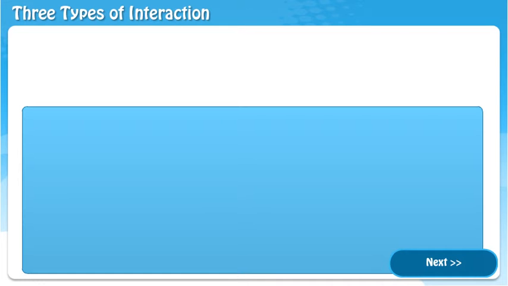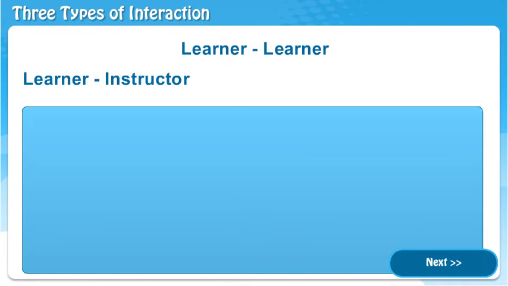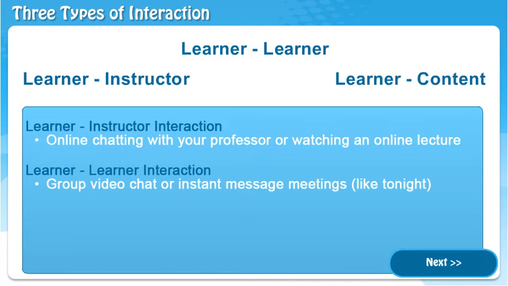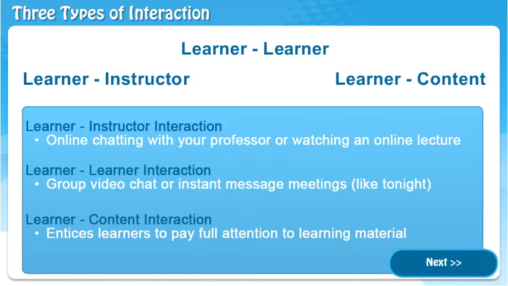In addition to engagement types, there are 3 interaction types as well. You've got learner-instructor, learner-learner, and learner-content interaction. In the case of learner-instructor, it's like having an interactive chat with one's professor or even watching that professor's online lecture. Well, with learner-learner, it's exactly what we've been doing in class for these past 3 weeks while we interact with each other. And finally, that learner-content interaction, this type of interaction helps the learners pay full attention in the course.